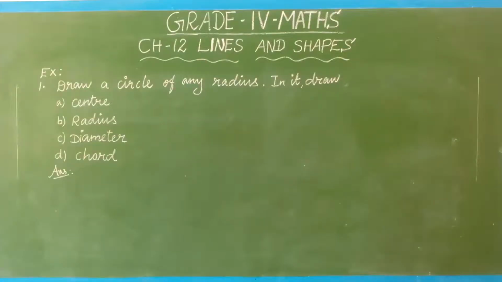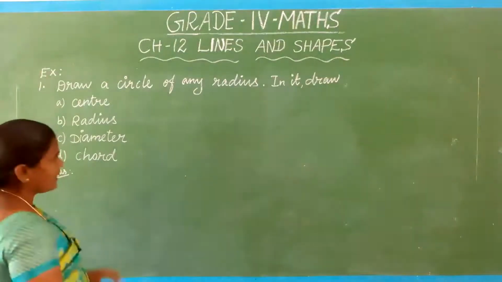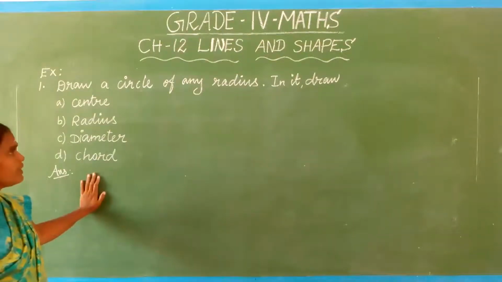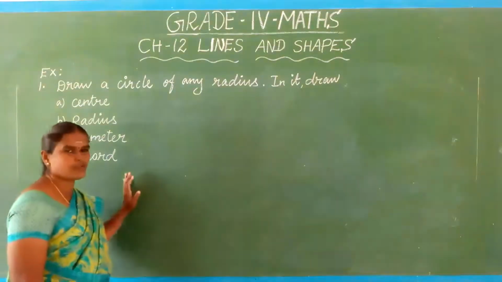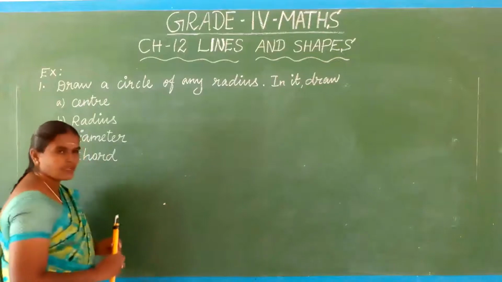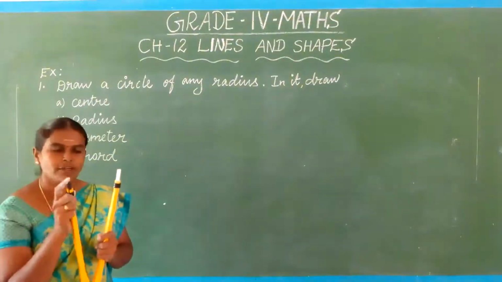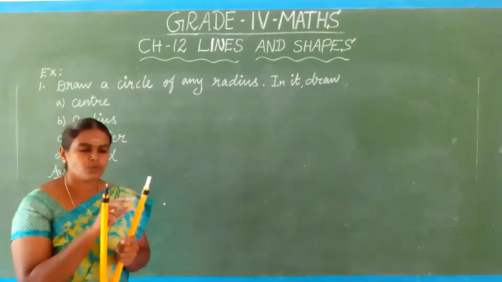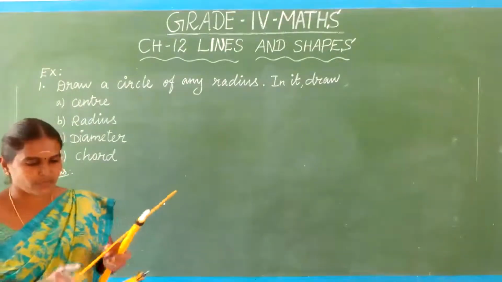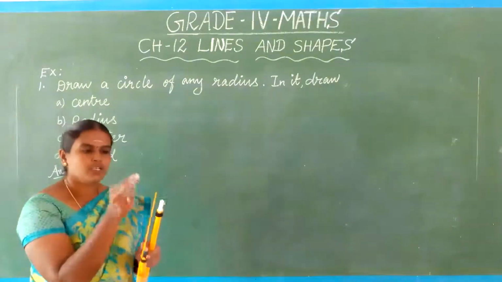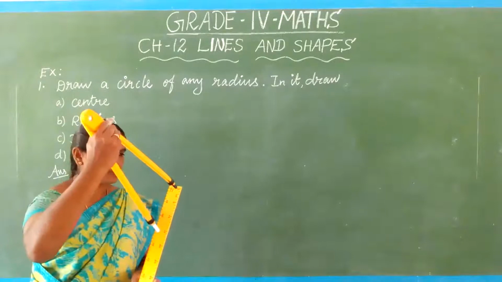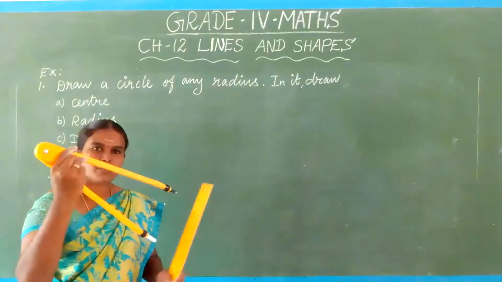Next one, example. Draw a circle of any radius. In it, draw the center, radius, diameter, and chord. So draw a circle of any radius, without measurement. I will put 1 point here. Take the compass. This is the needle point and this is the pencil point. If you want a measurement, take the ruler. For example, for 5 centimeter, the needle point is at 0 and the pencil point is kept at 5.